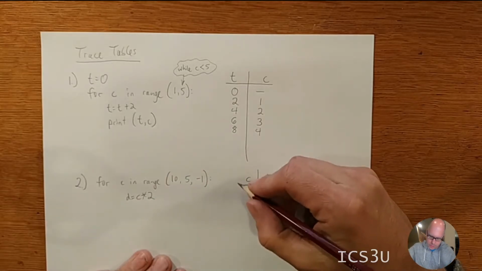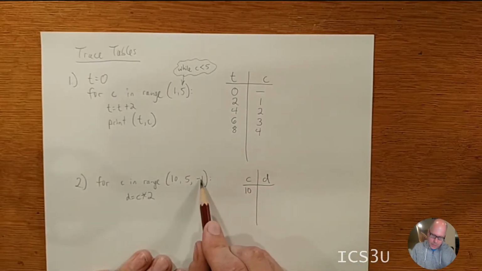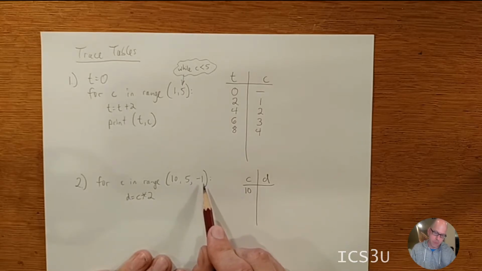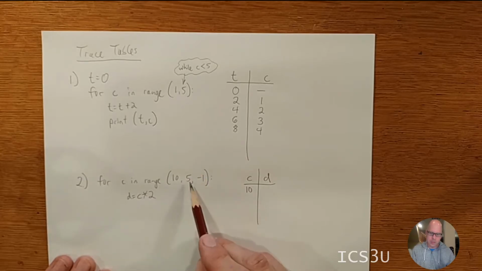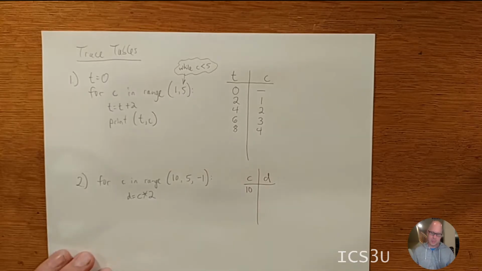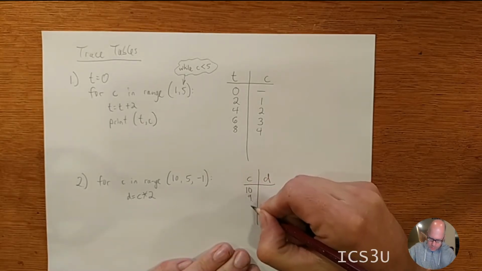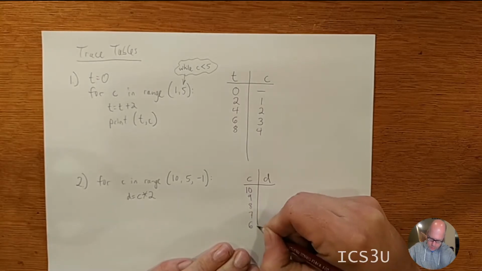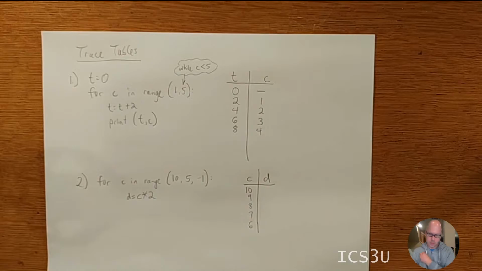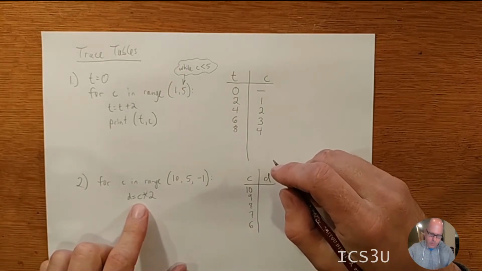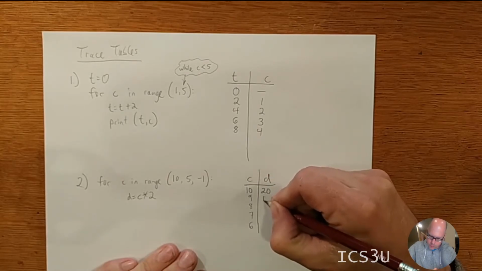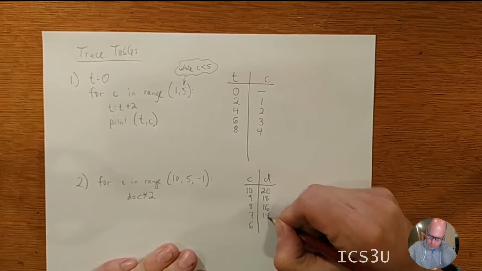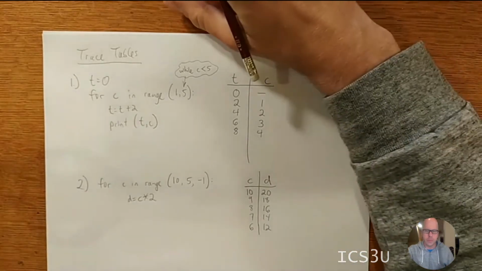But c is easy because c starts at 10 and it steps down by one each time, so it changes by -1. And while c is greater than 5, so as soon as it hits that endpoint 5, it exits. So we've got 9, 8, 7, 6, and when it gets to 5, it stops. Okay, d is always going to be c times 2. So 20, 18, 16, 14, and 12. And that's it for number 2.